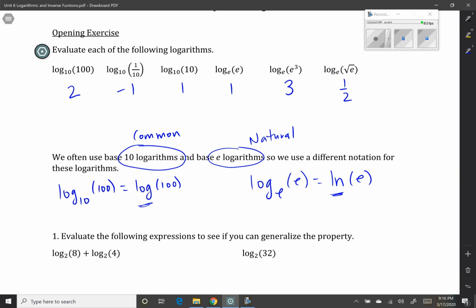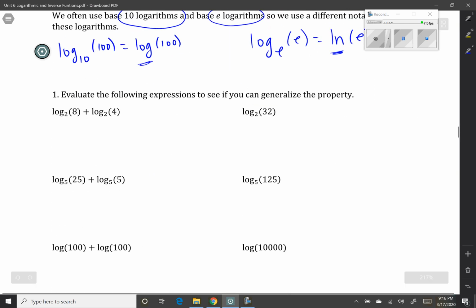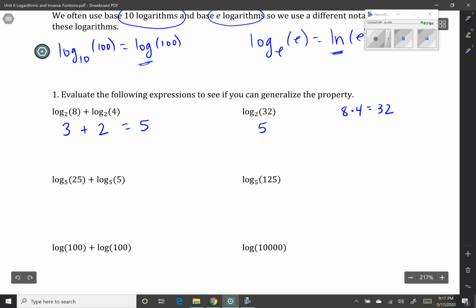So let's go and see if we could generalize some properties. So here are 6 examples. Log base 2 of 8 plus log base 2 of 4, and see how that relates to log base 2 of 32. So log base 2 of 8, that's 3. Log base 2 of 4, that's 2. 3 plus 2 we know is 5. Well, log base 2 of 32 is also just 5. 8 times 4 is 32.